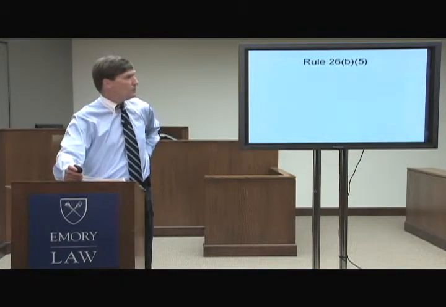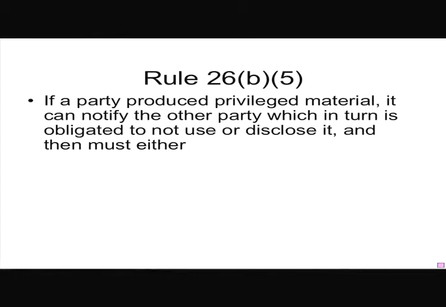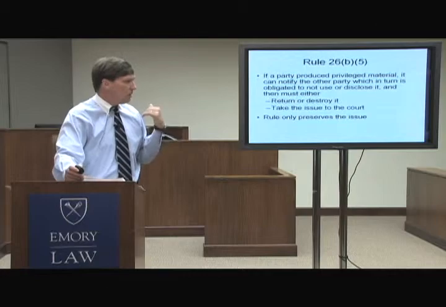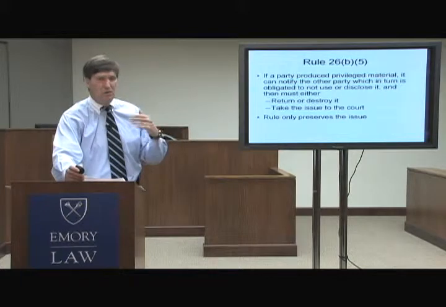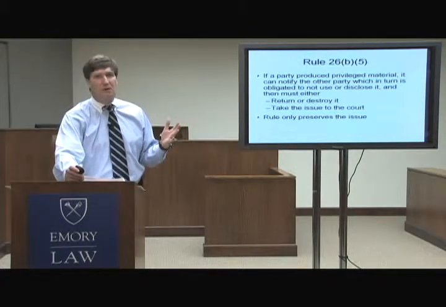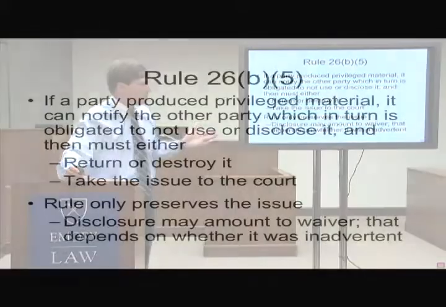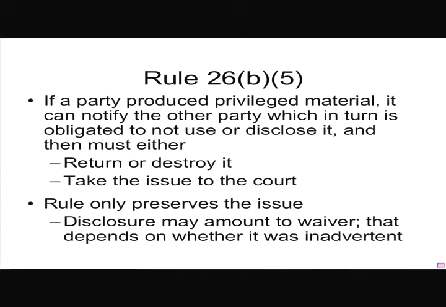Let me just go over what Rule 26.5 says. If a party produced privileged material, it can notify the other party, which in turn is obligated not to use or disclose it, and then must either return or destroy it, or take the issue to the court. This rule then only preserves the issue, but it does provide for the potential that you can claw back to your client if, in fact, you show you took reasonable steps in the preservation and protection of the privilege, and that the disclosure was inadvertent. The disclosure may amount to a waiver. That depends on whether it was inadvertent.